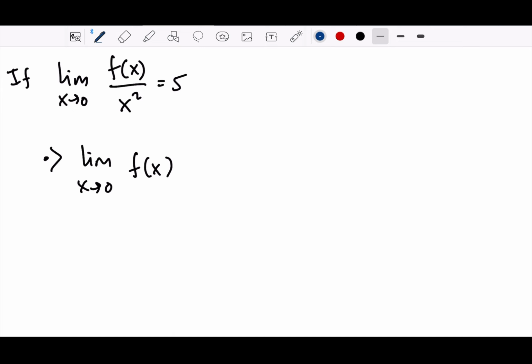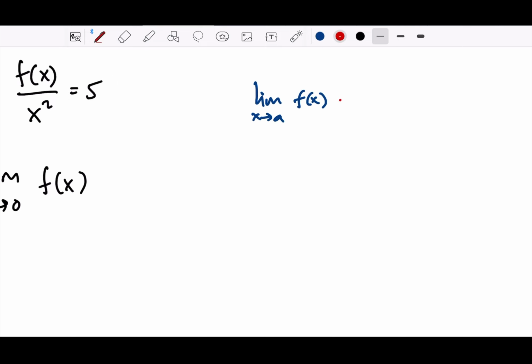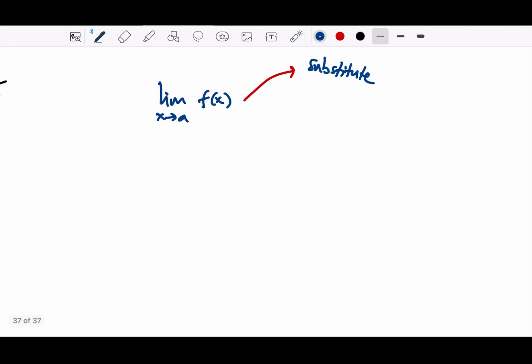Okay, so let me give you a chart. What could happen with a limit? Using logical thinking, you have a limit as x approaches a. The first thing is to substitute, right? After we substitute, there are several possible conclusions. The first is that we get a value, which means we can compute the limit easily, and that is the result of the limit.